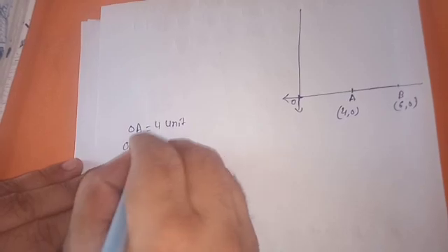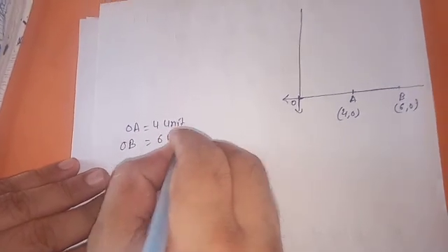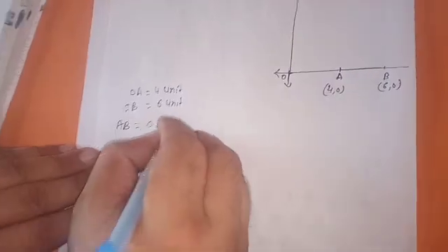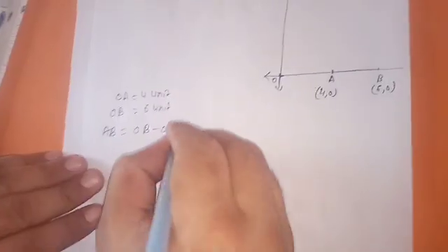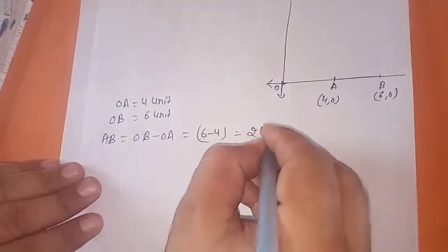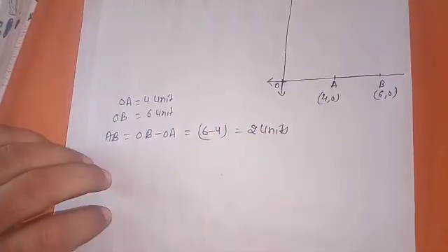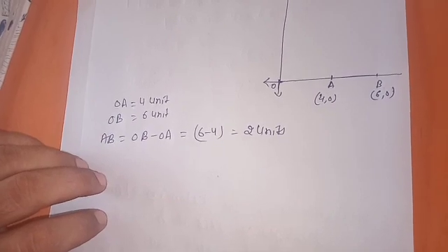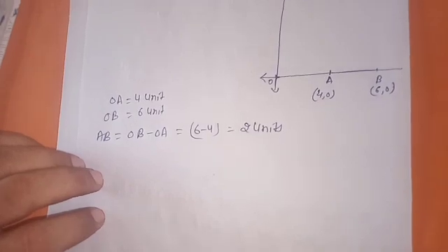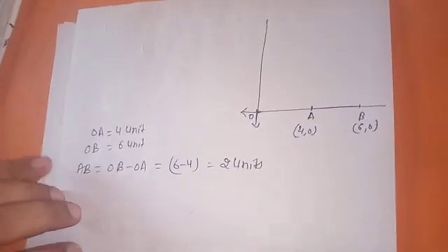OB is equal to 6 units. So AB is what? OB minus OA, which is 6 minus 4. How much? 2 units. Yes or no? Yes.